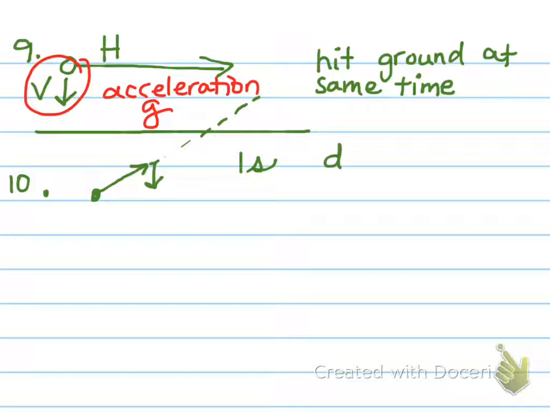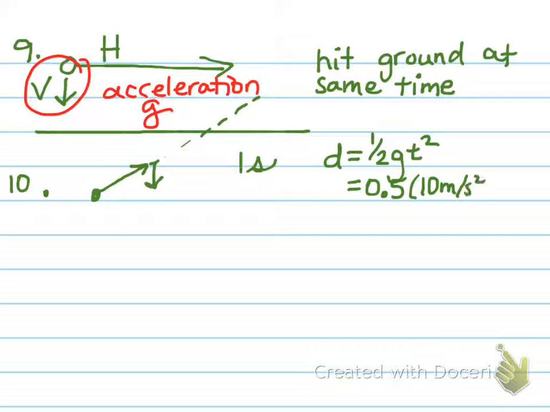Remember, when we figure out the distance something falls, d equals 1/2 g t squared. So the time is 1 second, so we have 0.5 times 10 meters per second squared times our time, which is 1 second squared. So 1/2 of 10 is 5, times 1 squared is still 5. So it's going to fall 5 meters. So here's where the ball really is going to be, on its projectile path, and this distance is going to be 5 meters.